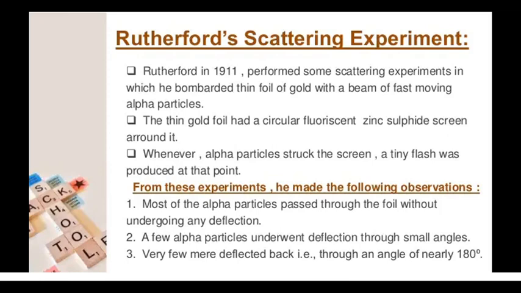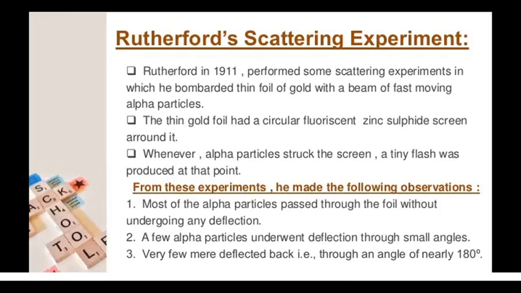What is the purpose of the zinc sulfide screen? When the alpha particles get deflected from the gold foil, they will get incident on the zinc sulfide screen and produce light flashes. So whenever alpha particles struck the zinc sulfide screen, a tiny flash was produced at that point. So this was the experiment done by Rutherford.